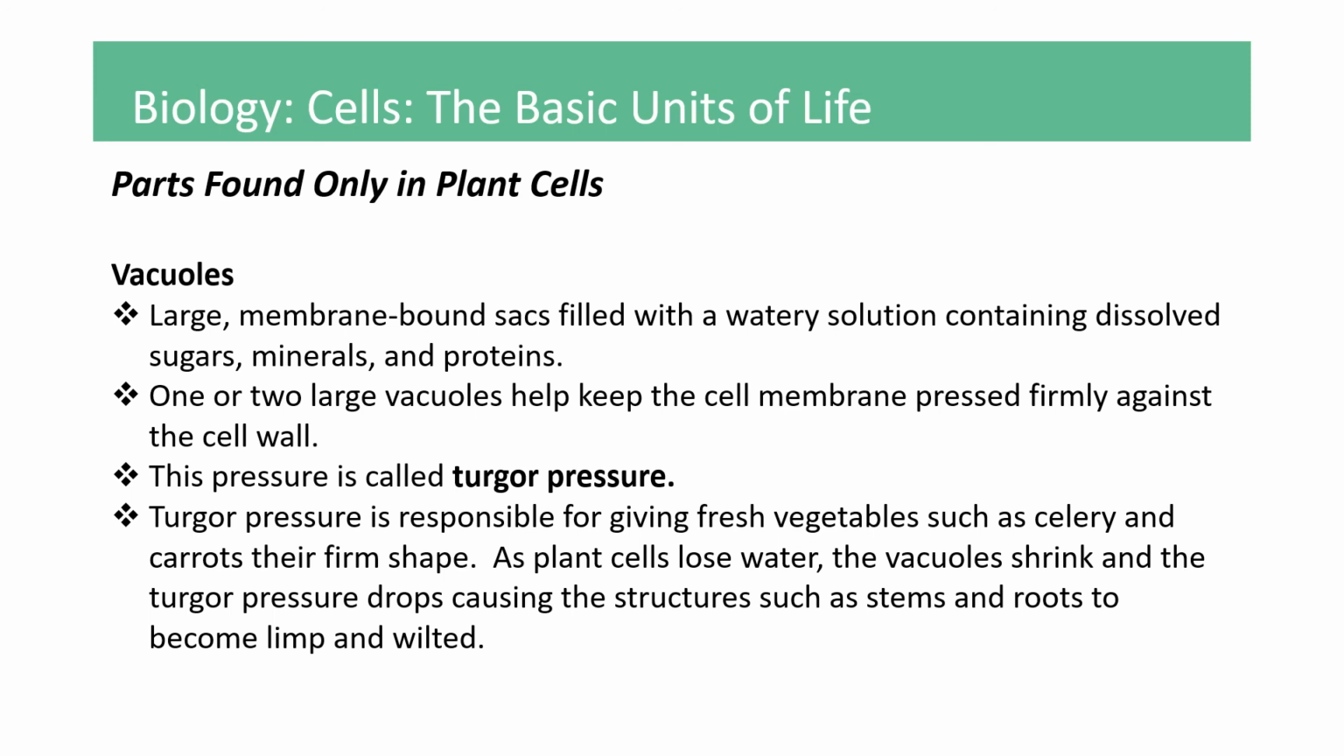Turgor pressure is responsible for giving fresh vegetables, such as celery and carrots, their firm shape. As the plant cells lose water, the vacuoles will shrink and the turgor pressure will drop, causing structures such as the stems and roots to become limp and wilted.